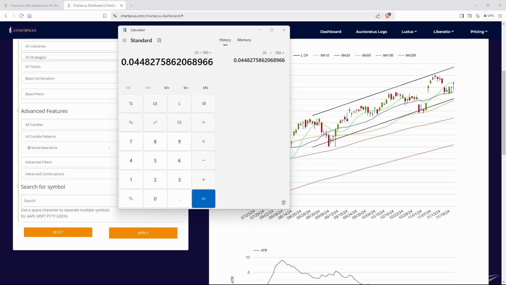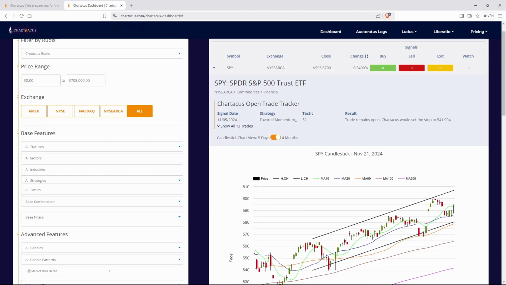$26 on 580 is nearly a 4.5% range on SPY's price, while Snow's range of $20 on 110 is about 18%. This is a high beta stock that moves a great deal more than the market. Also, let's remember how much SPY moved yesterday: 0.54%, or 0.5% for the day, which basically mimicked what the S&P 500 index did.